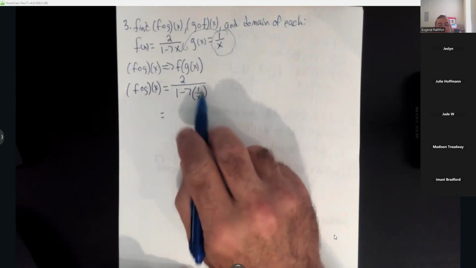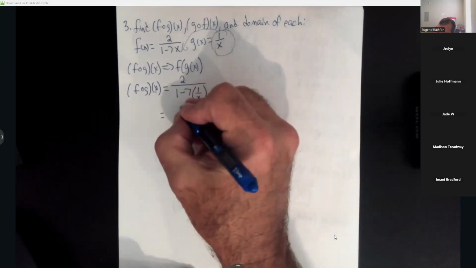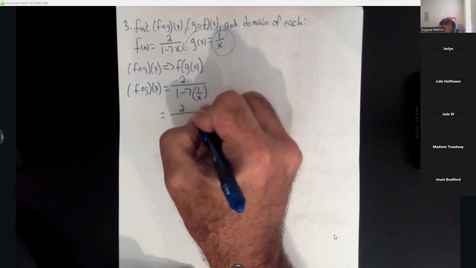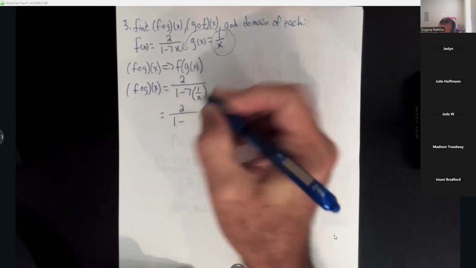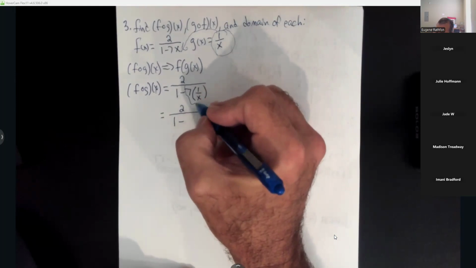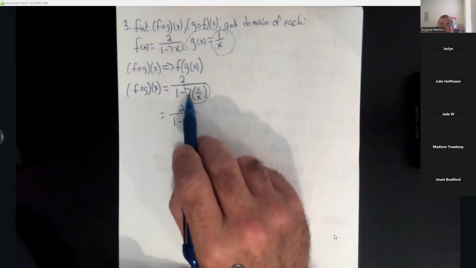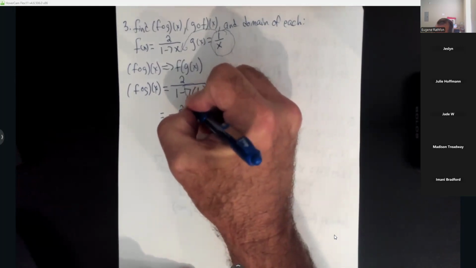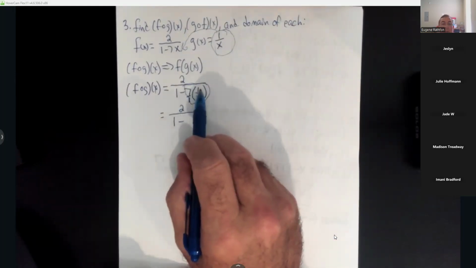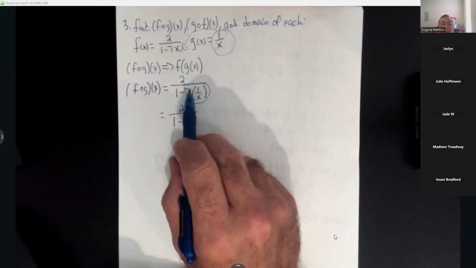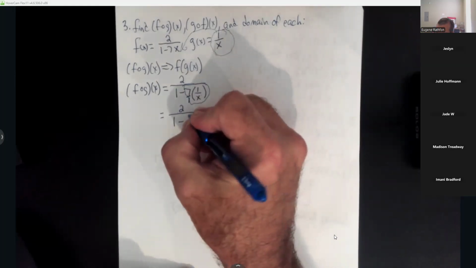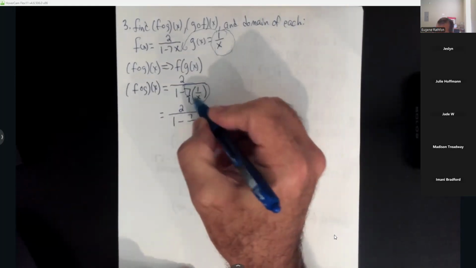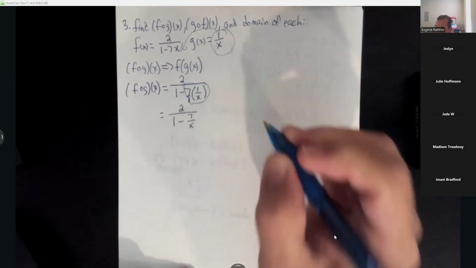All right, so let me simplify this a little bit. Bring down that 2 on top. And then on bottom, I get 1 minus. So what I would do first is multiply 7 times 1 over x. And remember, treat the 7 like it's got a 1 under it so that you multiply straight across. So on top, 7 times 1 is 7. On bottom, 1 times x is x.